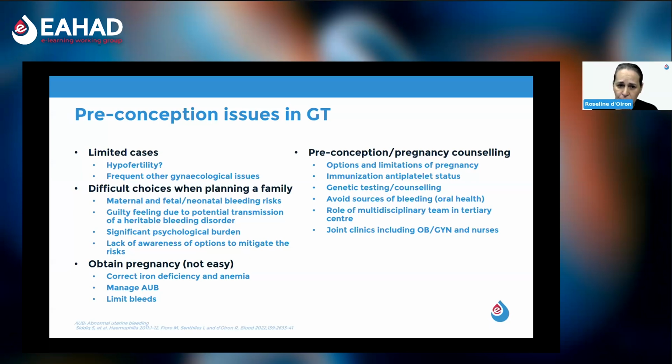It is also important to inform about the risk of transmitting the affected variants to the children. And here, the genetic testing and counseling is very important. A combination of joint clinics and a multidisciplinary team is really key in order to help those women to see if conception could be possible related to their condition.